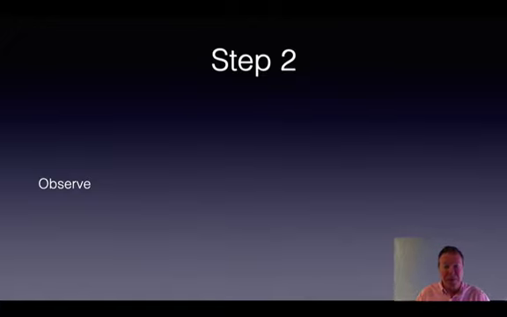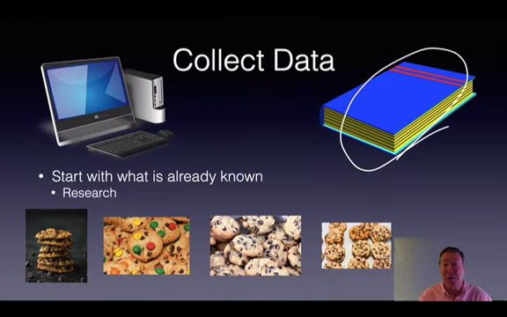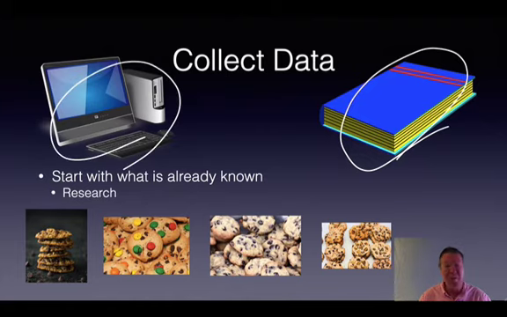Second step, observe. I'm taking a look using whatever I have, using my senses. The first thing I'll probably do is look at a recipe and ask, what's out there right now? What can I use? I'm on the internet because there's so much available on the internet, and you know that. And then I'm going to look at cookies I've had.